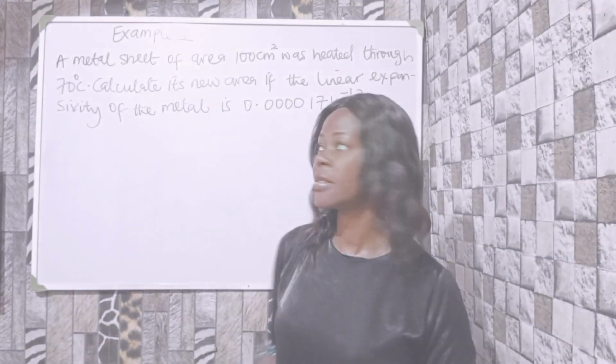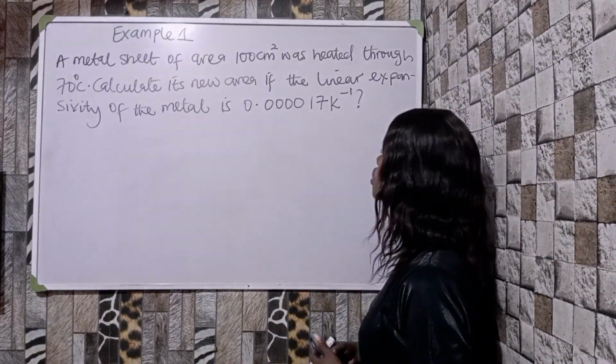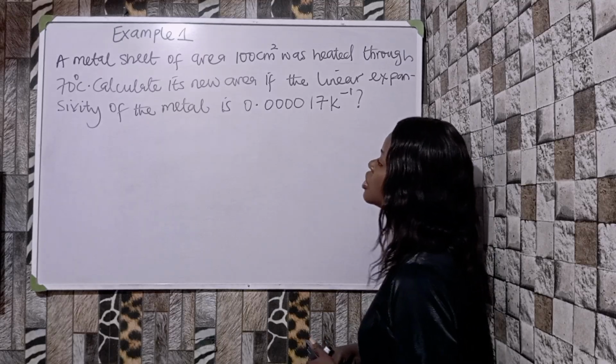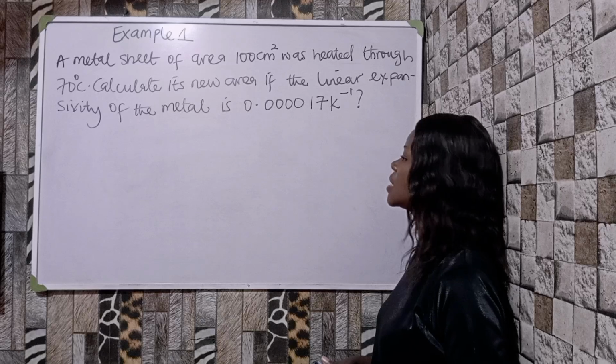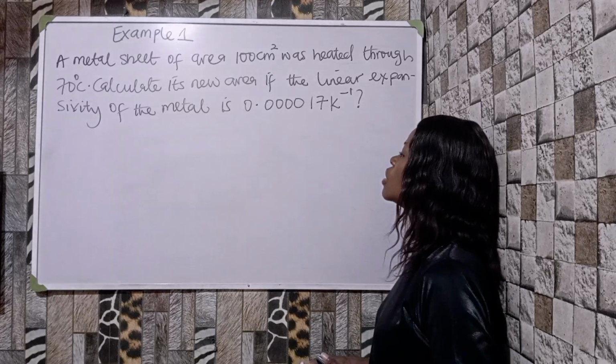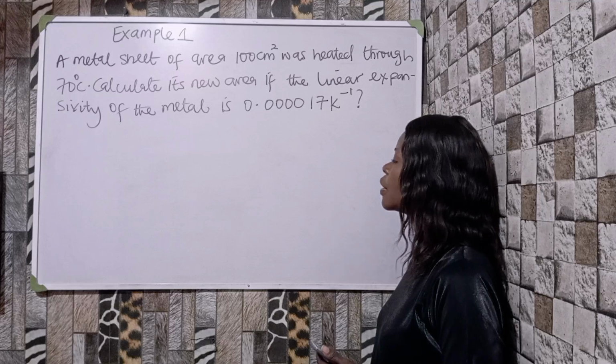So let's look at this example. A metal sheet of area 100 centimeters square was heated through 70 degrees Celsius. Calculate its new area if the linear expansivity of the metal is 0.000017 per Kelvin.